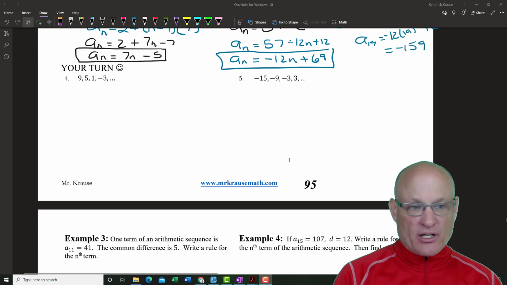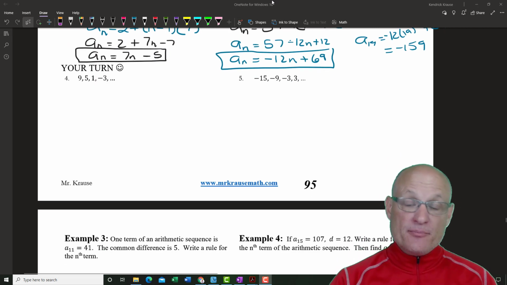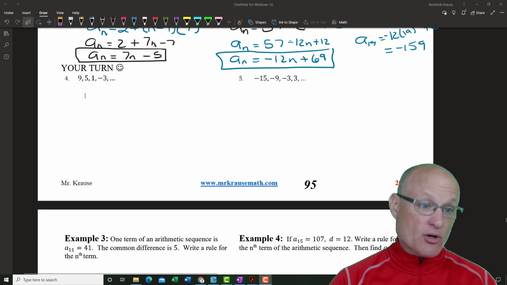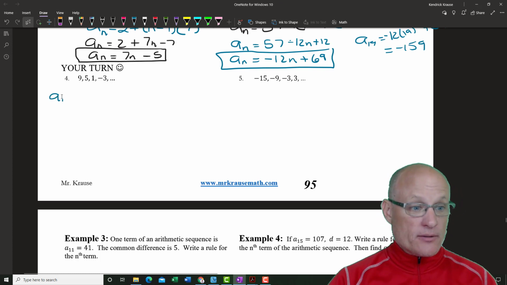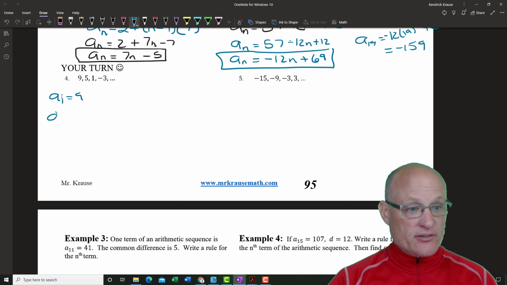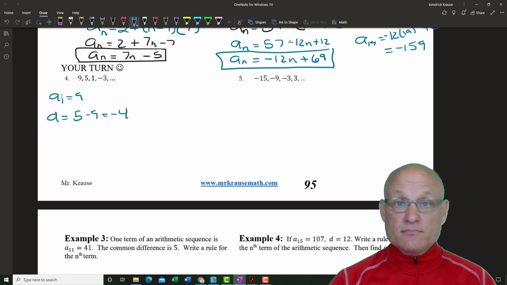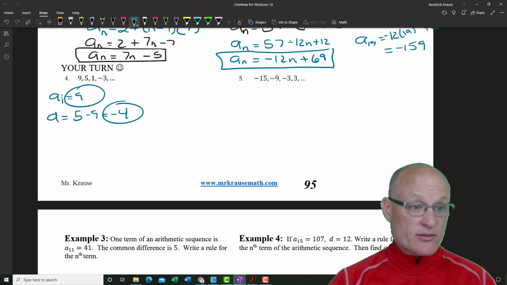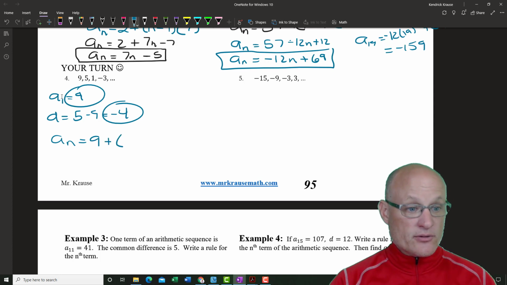So this is the time we're in class. I'm going to ask you to do this, but we're not in class, so I'm just going to keep going. So in this case, a sub 1 equals 9. And you can look at the D here. D is equal to 5 minus 9, which is negative 4. We've got the D. We've got the a sub 1. We're ready to roll. So a sub n equals 9 plus n minus 1 times negative 4.